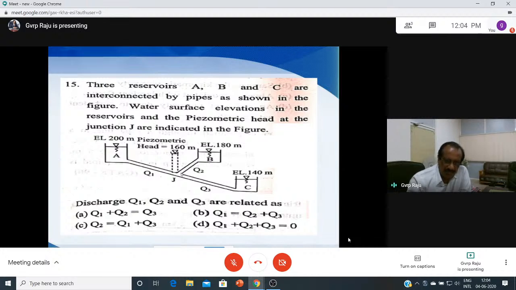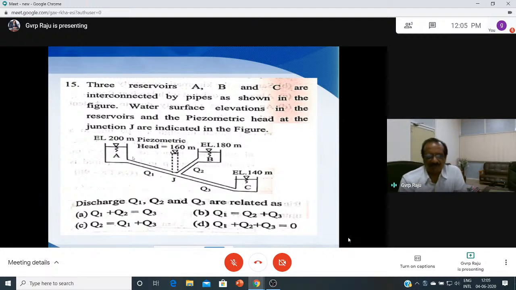So that means the Q2 is coming down. Q1 is going in this direction. So you have a combination of Q1 and Q2 here. Q1 and Q2 will join here. Then you see here, the head level is 160 and this is 140. That means the flow is from J to C. The flow is coming down.